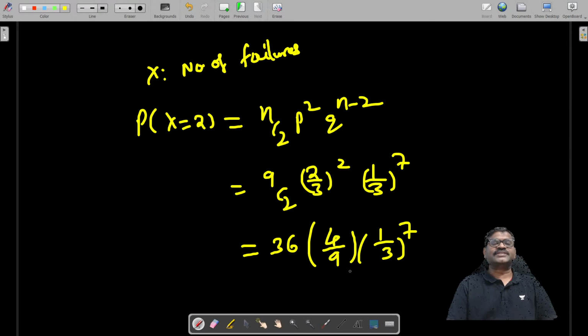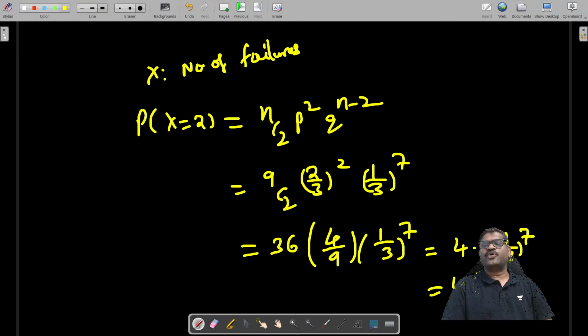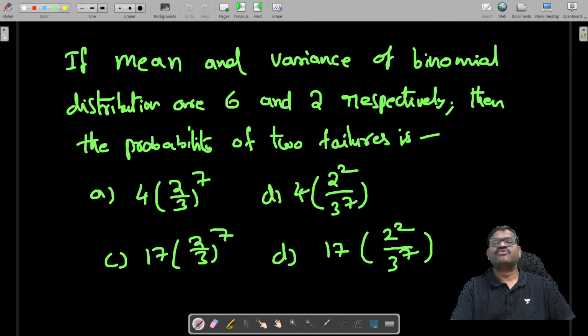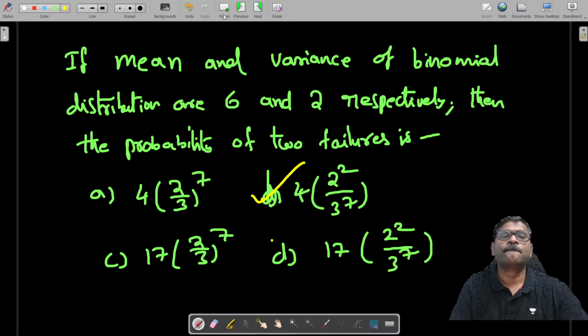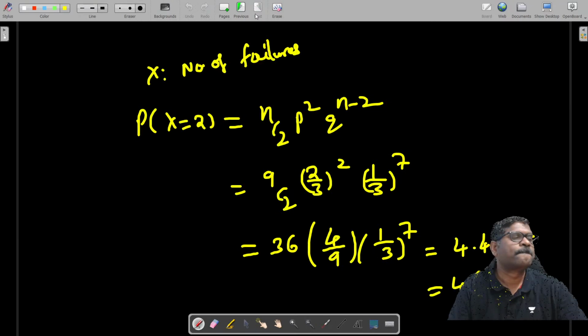9 4s are 36. So 4 into 1 by 3 whole power 7. Now 4 into 2 square by 3 power 7. 4 into 2 square by 3 power 7 is the answer. Understood? Next one.